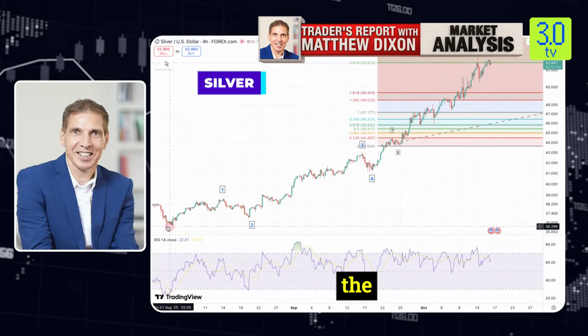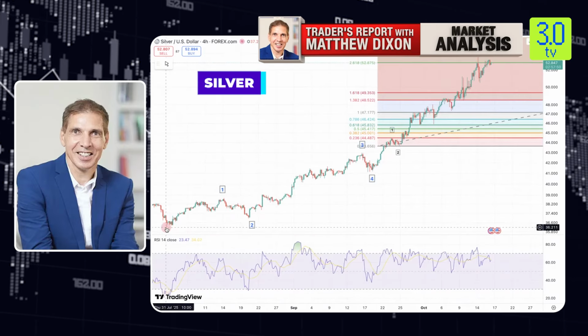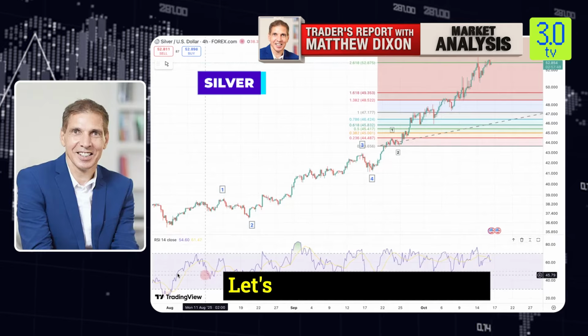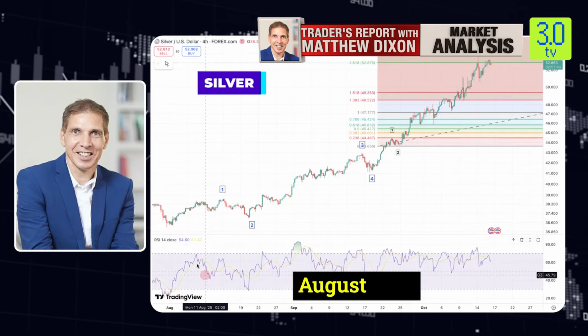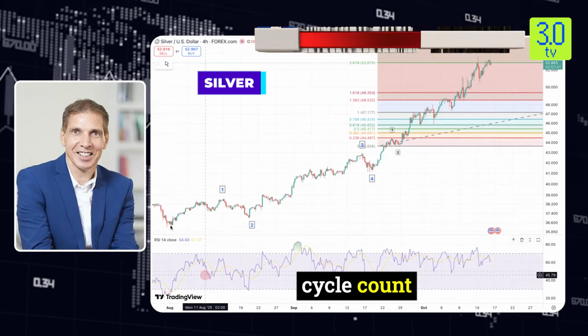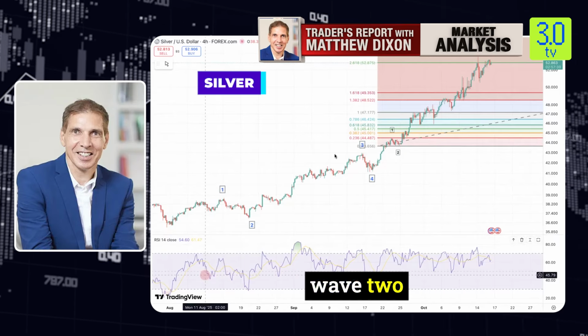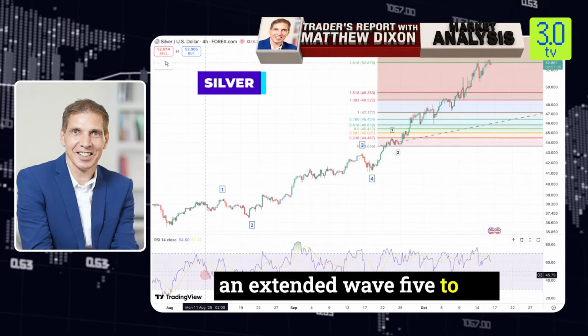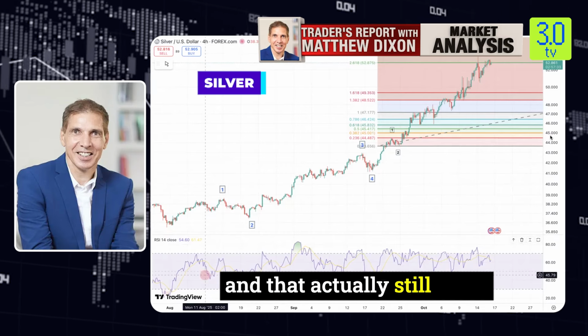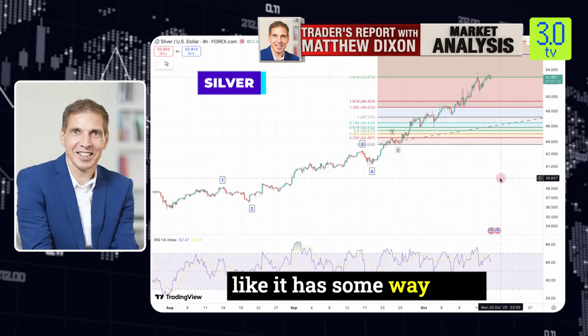So with silver, the cycle I'm looking at here is again from, well, not that long ago. Let's just move this out of the way. We're looking at from sort of July, August time. I've begun this particular cycle count. So we have wave 1, wave 2, wave 3, wave 4, and again, we look as though we're getting an extended wave 5 to the upside. And that actually still looks like it has some way to go.